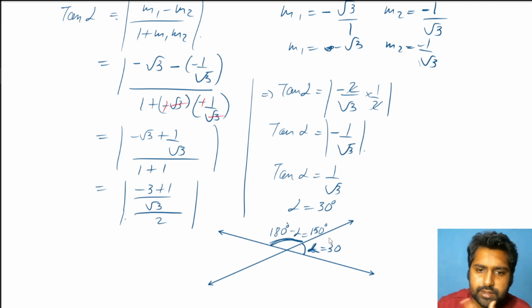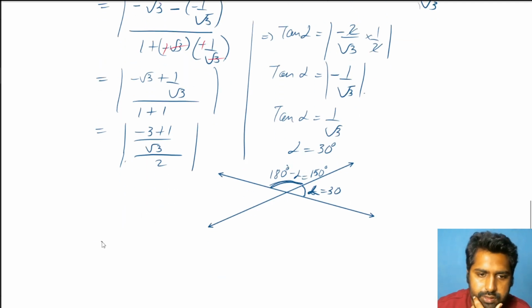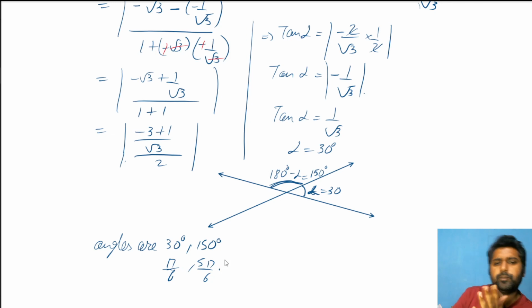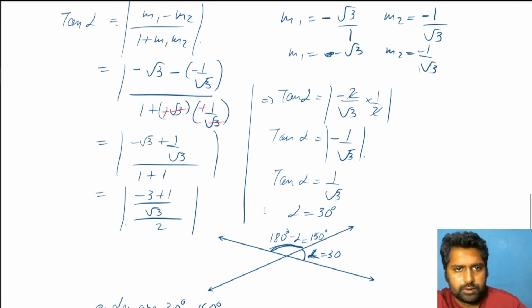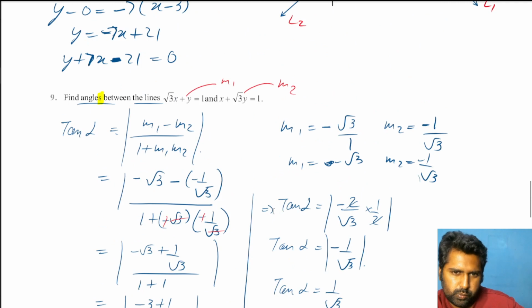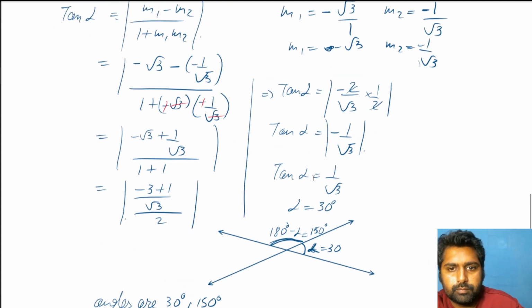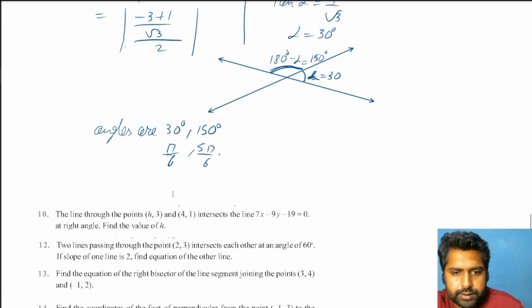So the answer is alpha is 30 degree, but the question is saying angles. So the angles are 30 degree and 150 degree. 30 degree is pi by 6. This is 5 pi by 6. They can give you the answer in radians also, no? Okay. Correct. Okay. All right. Let's see the next one.